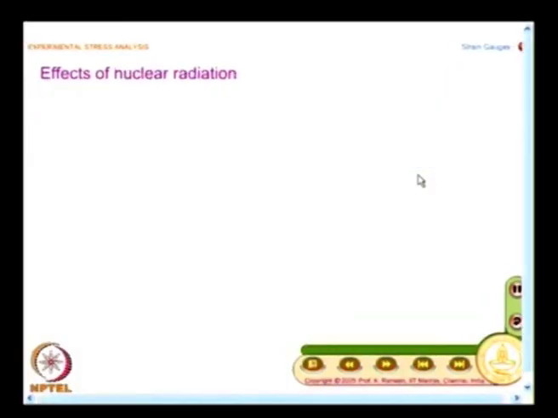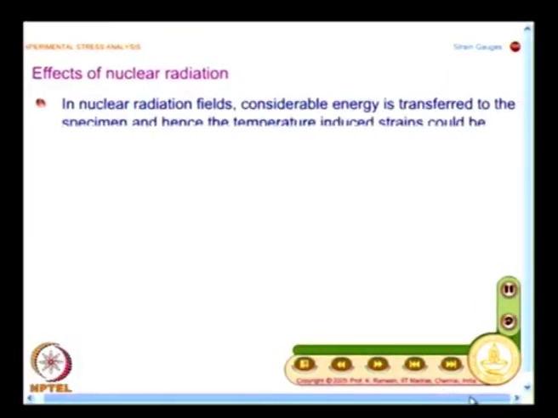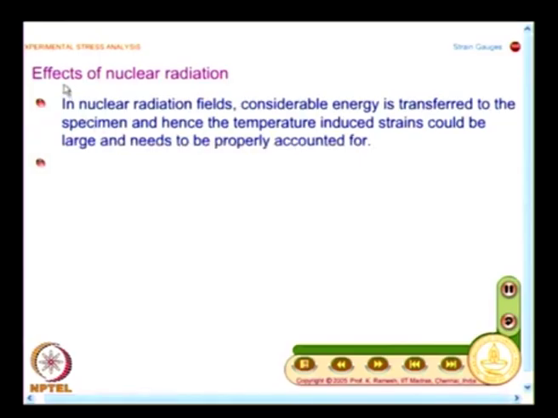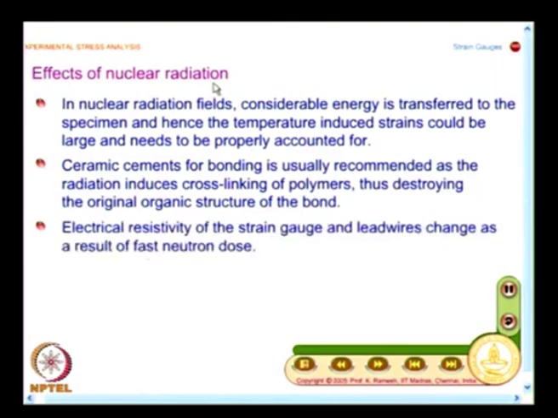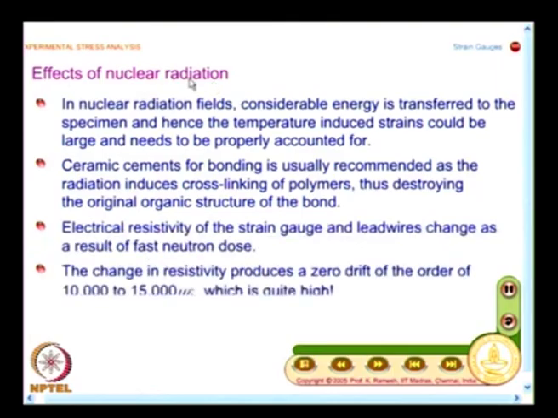So, hydrostatic pressure, you cannot ignore it when it is beyond 20 MPa, you need to make special effects to correct for it. And next we take up effects of nuclear radiation. The moment you get to nuclear radiation, you can imagine considerable energy is transferred to the specimen, and hence the temperature induced strains could be large and needs to be properly accounted for.